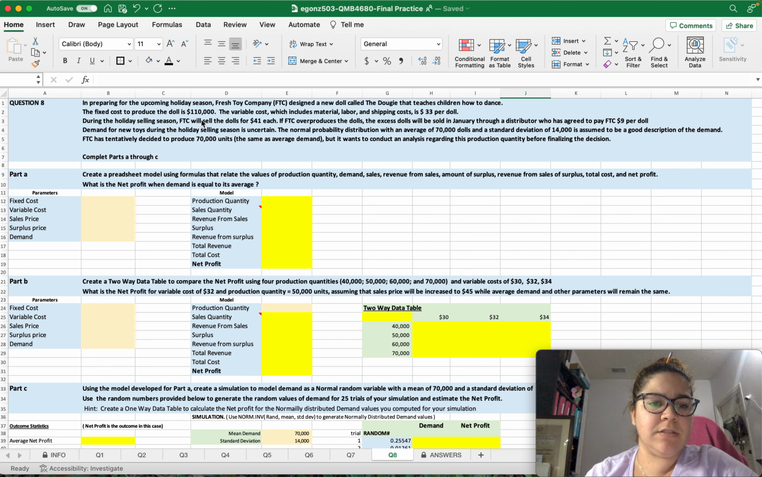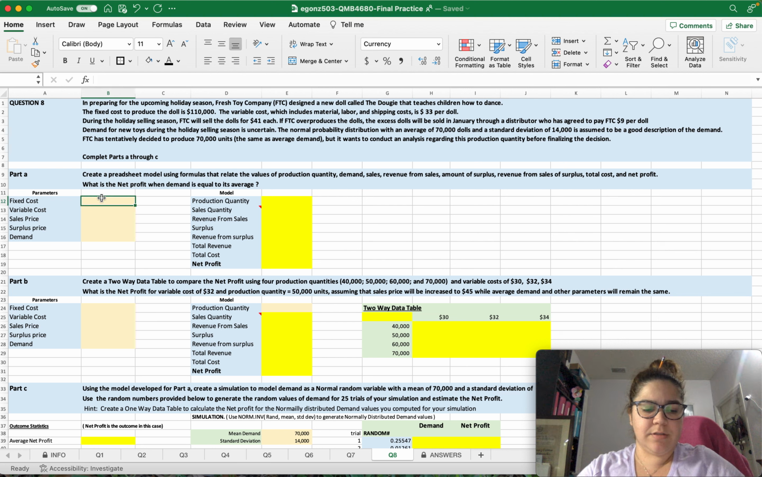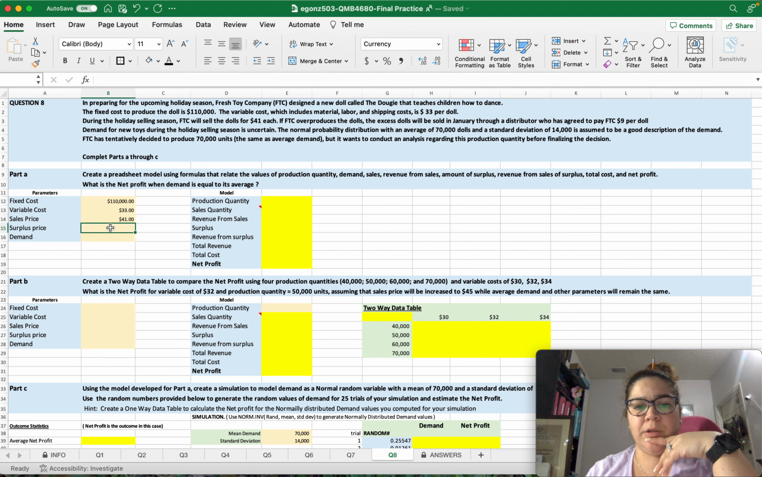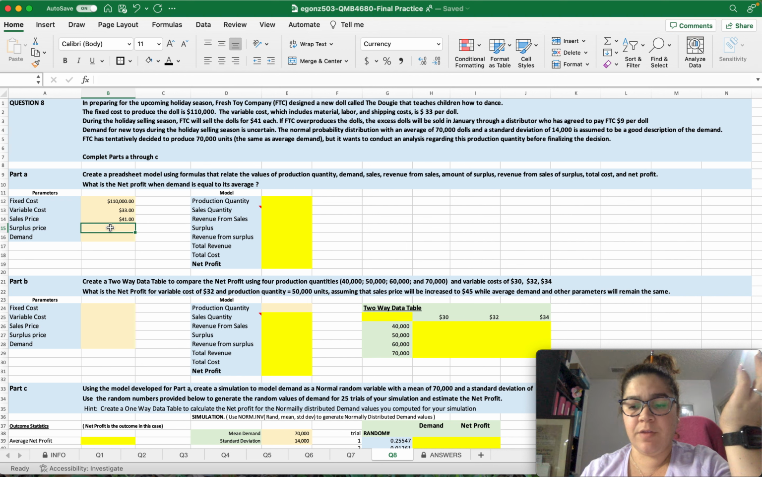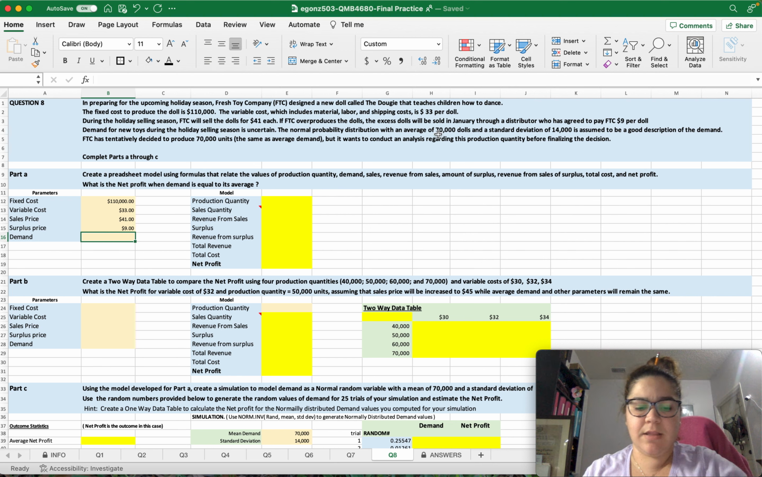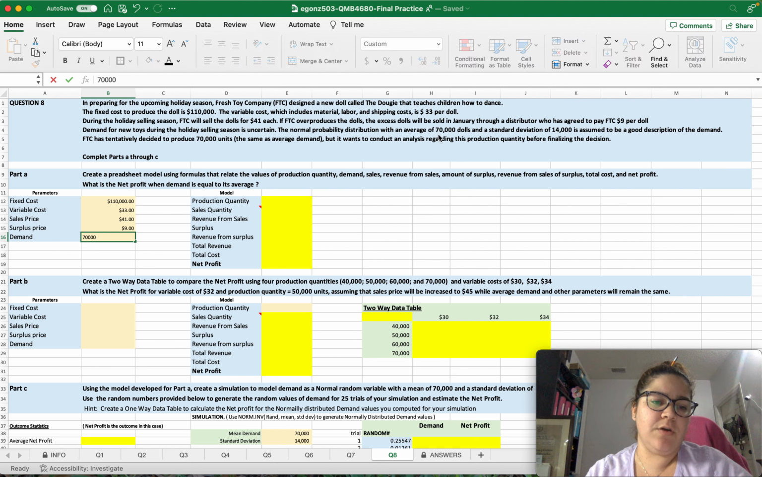Sorry. The fixed cost to produce the doll is 110,000. Variable cost is given in the problem as well. It says here it's $33 per doll, so 33. Sales price, it says here, is 41. And then it says the company sells surplus, so if they produce more than what they sell, they're going to sell it to a warehouse or a distribution center for $9 per doll. And the demand, with an average demand of 70,000, so it's going to go there.